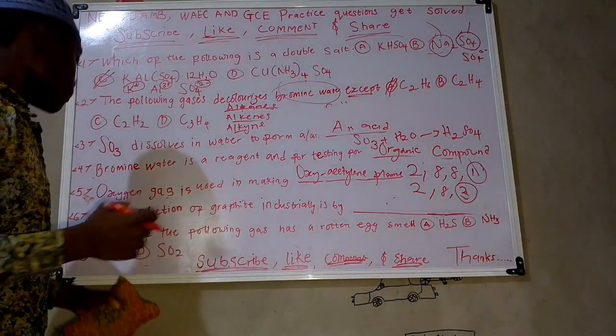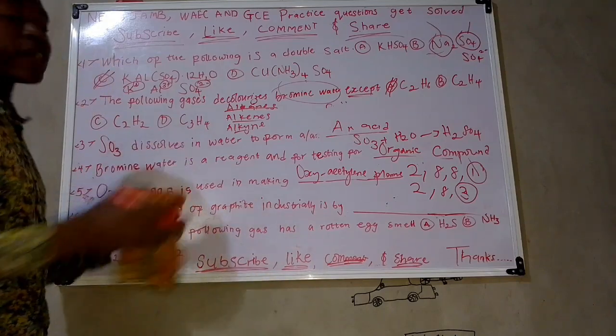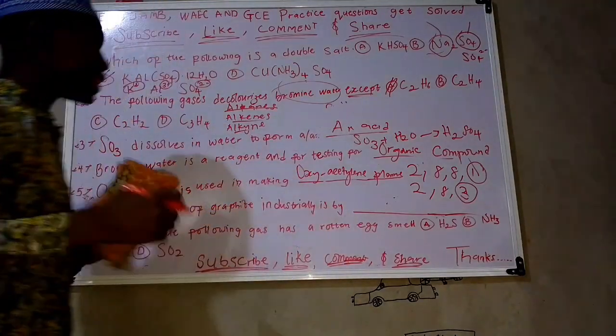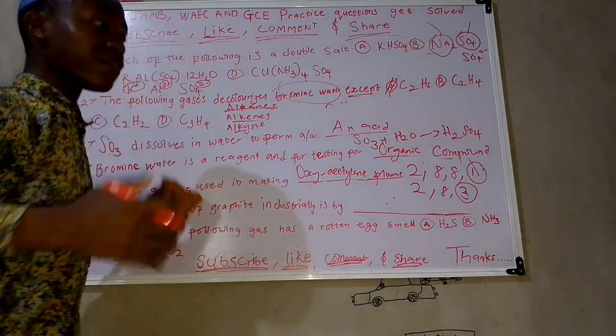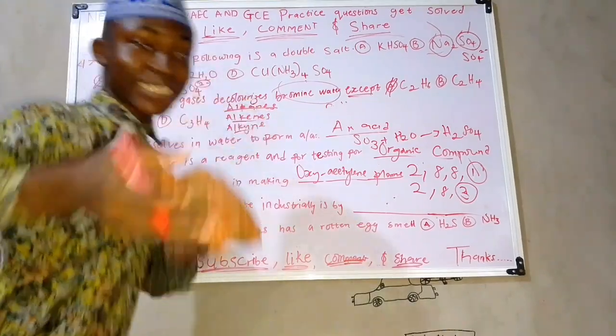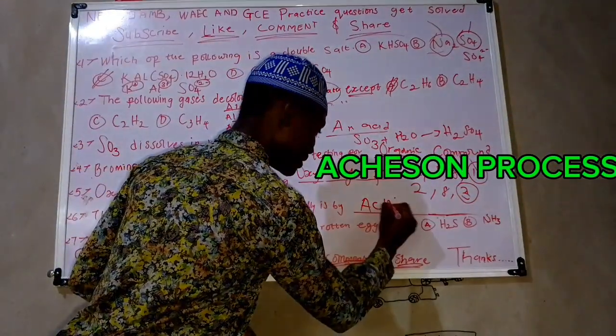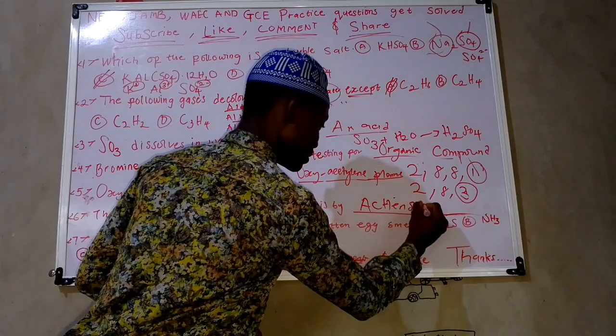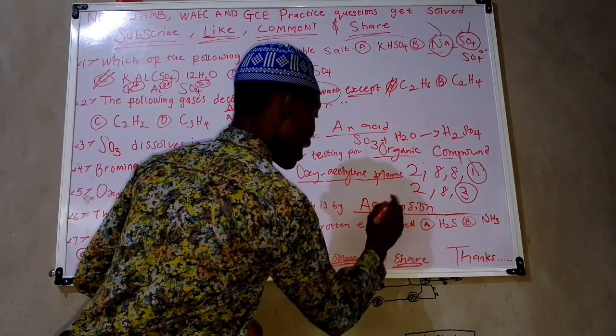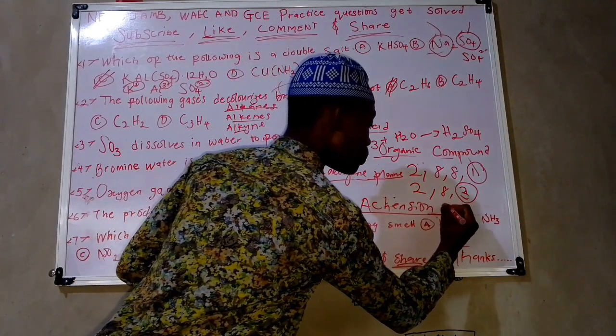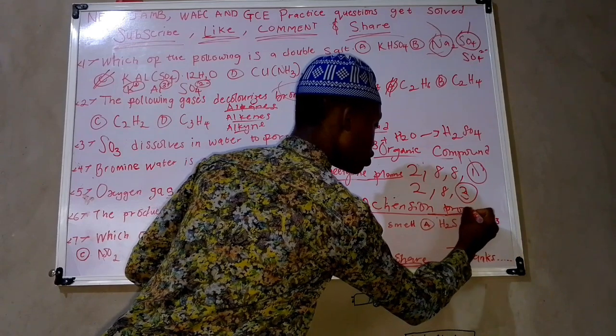The production of graphite industrially is by blank. The production of graphite industrially is by a process in chemistry called the Acheson process. Okay, the Acheson process. That should be noted.